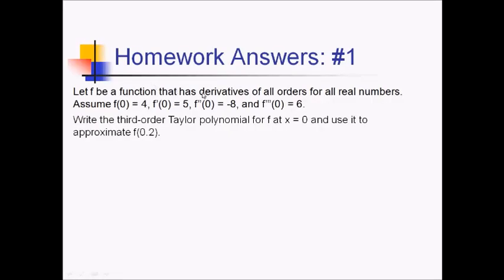For number 1, f is a function and has derivatives given by the following information here, along with f of 0. We want to write the third order Taylor polynomial for f at x equals 0 and use it to approximate f of 0.2. So general formula for a zero-based Taylor polynomial, we've got f of 0 plus f prime of 0 times x plus f double prime of 0, x squared over 2 factorial, or just 2. And then we have f triple prime of 0 times x cubed over 3 factorial, something in this form.